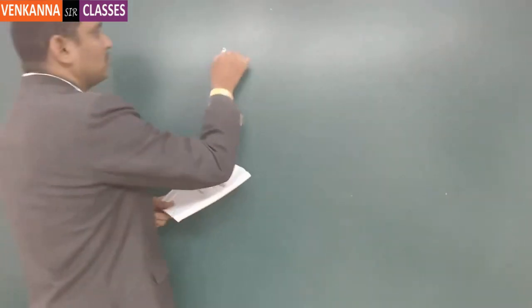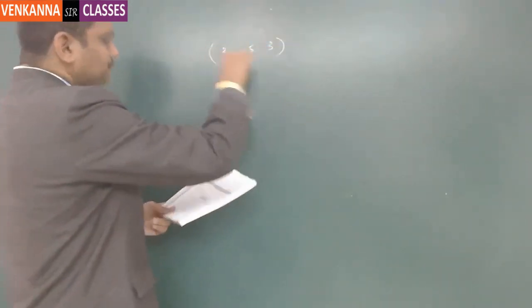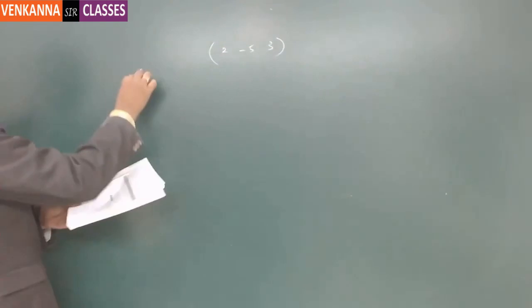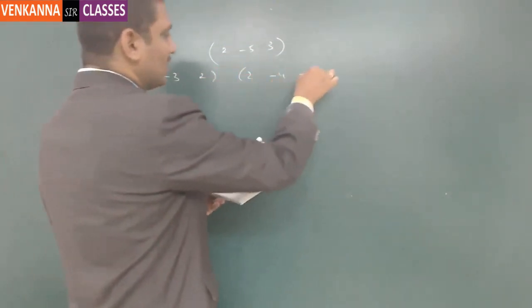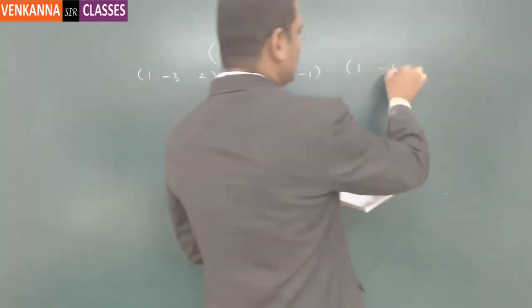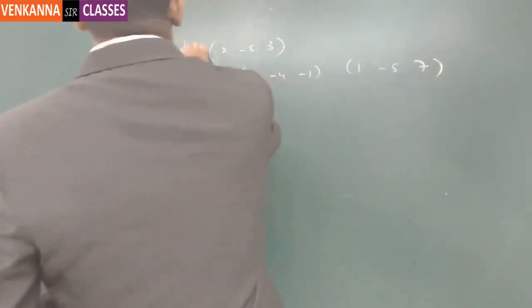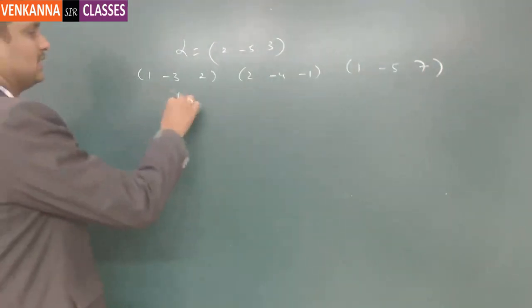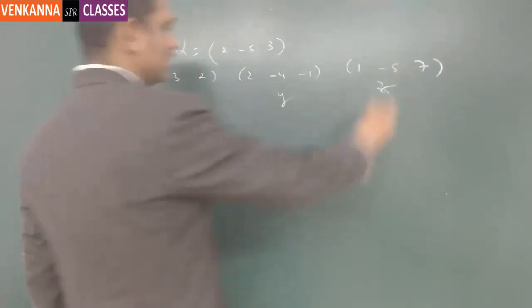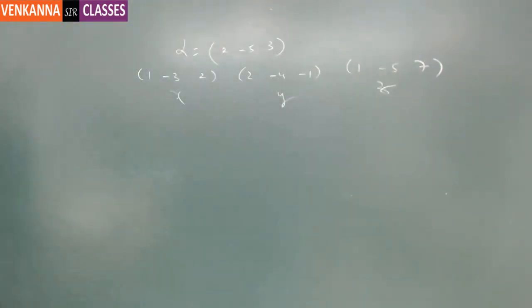Now take the vector as 2, minus 5, 3 and the vectors as 1, minus 3, 2; 2, minus 4, minus 1; and 1, minus 5, 7. So this is alpha I have given, and represent that vector as a combination of these three. So this is x, this is y, this is z. Let us take. So find the values of ABC for me and give back to me.